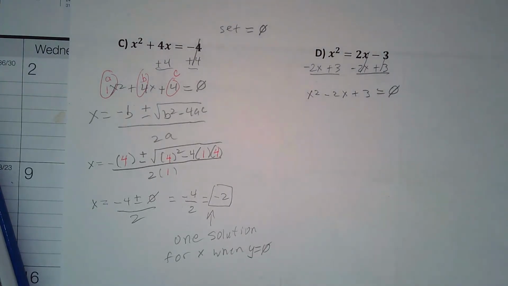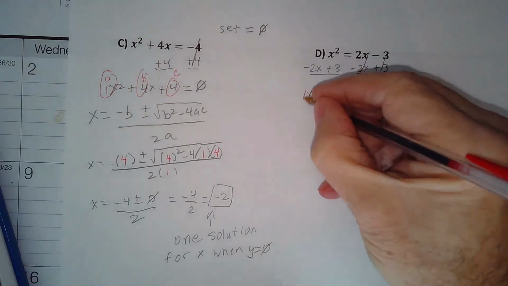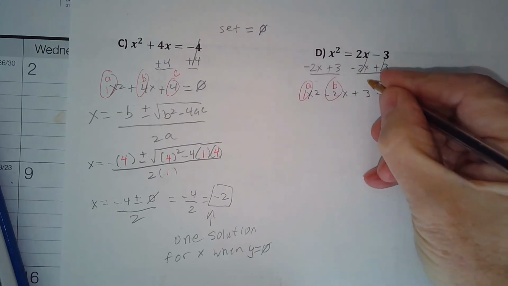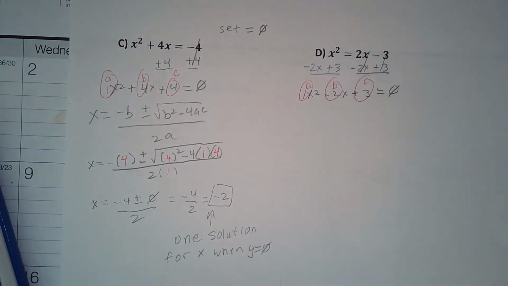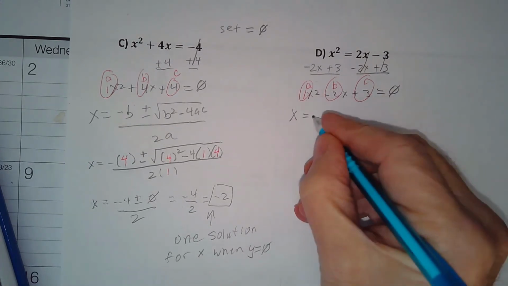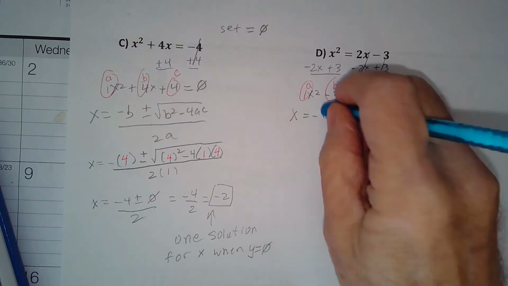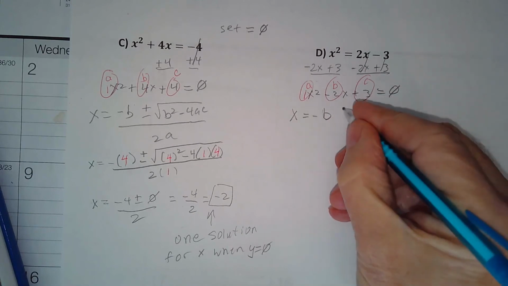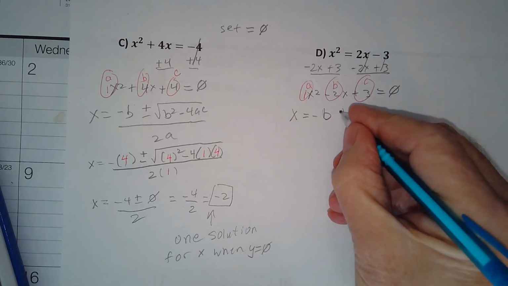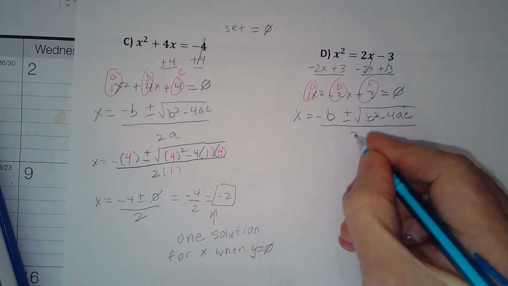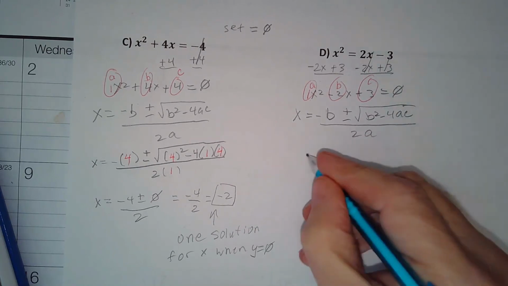Now we find our a, b, and c, so we've got 1x squared here. That's our a. Our b is negative 2, and our c is 3. So now that we know that, we set up our formula again. X equals negative b. I'm not going to do that silly rhyme right now because we've done it many times and you now know what it is. Plus or minus the square root of b squared minus 4 times a times c, all divided by 2a. So let's fill it all in.